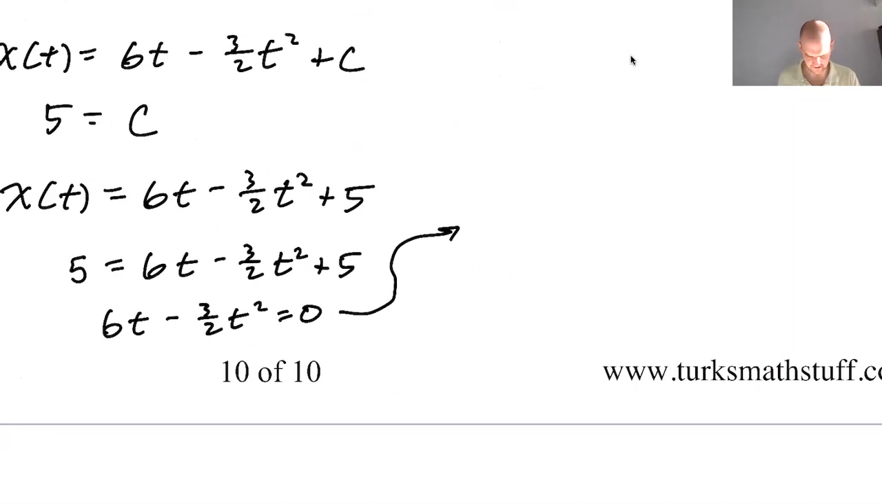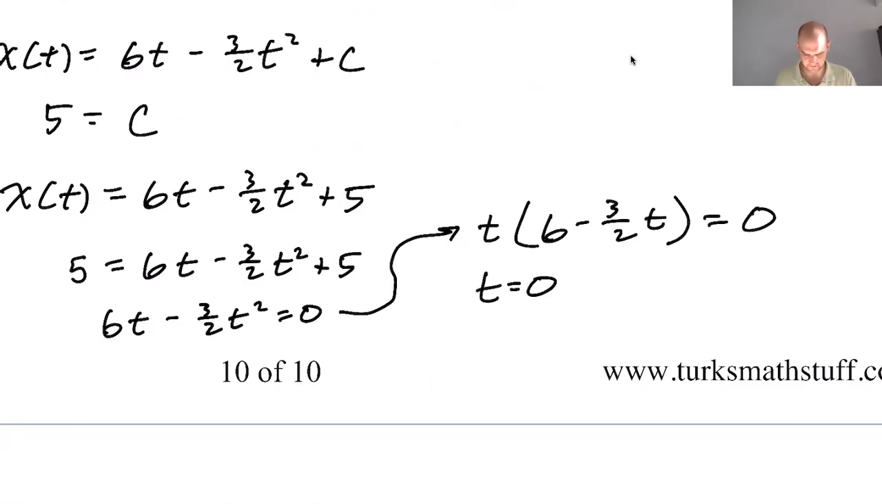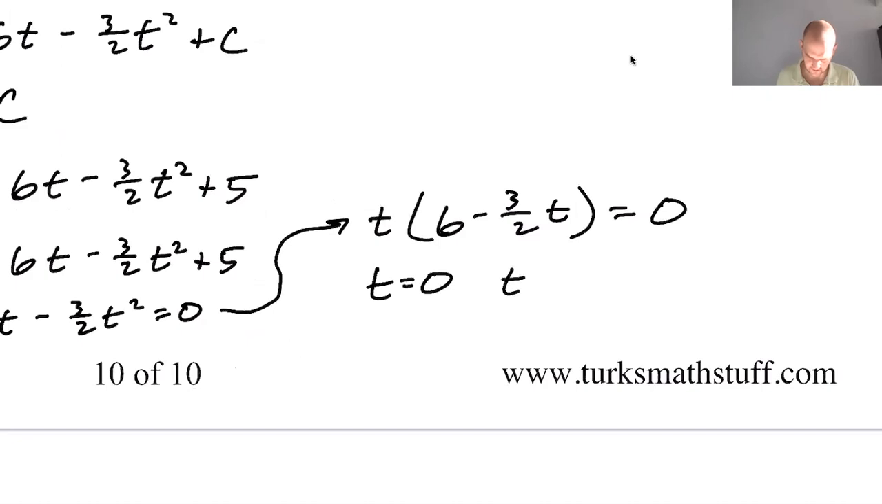You can take out stuff, but I'm just going to take a t out. 6 minus 3 halves t. You could have done something with those coefficients, but why bother? T equals 0, we knew. And then t equals, subtract 6, divide by, what? 6 times negative 2 is, I don't know what I'm saying. I think the answer is 4.